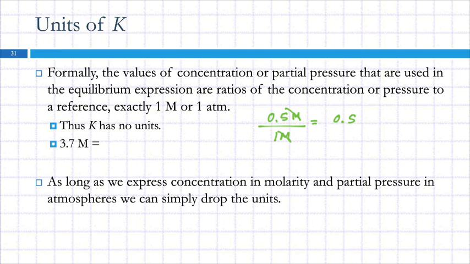I overlooked that I actually have a little example there. This was supposed to be a 3, I guess. So as long as we're using molarities for Kc and atmospheres for Kp, we can just drop the units on K. And we're not cheating or anything. They made up this excuse that we can do that.